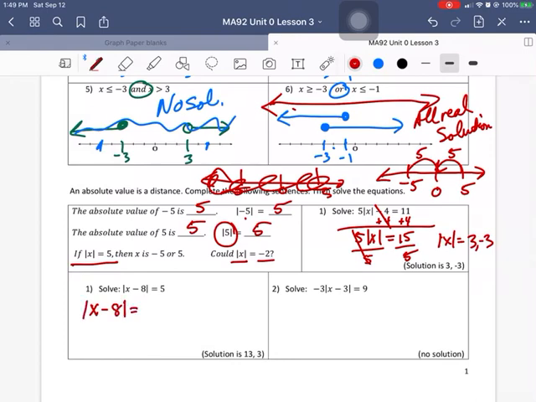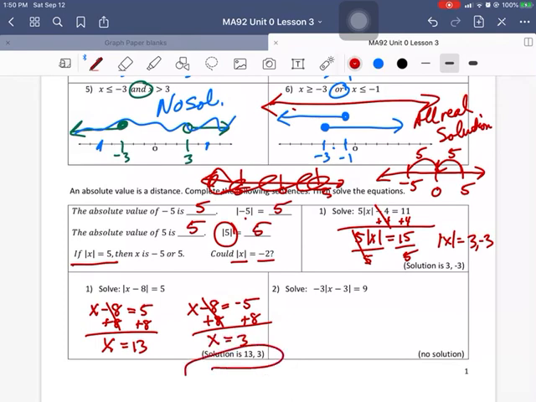So it might be best to take off the absolute value bars and write it like this. And then over here, you're going to figure out what the other one is by putting a negative 5 over there. So this is going to be 8, x equals 13, and 8, so x is going to equal 3. So the solution is 13 or 3 would work in there.